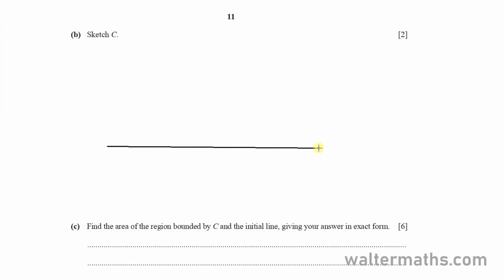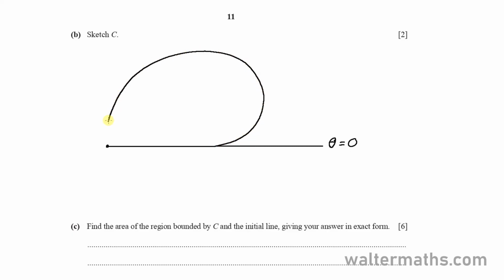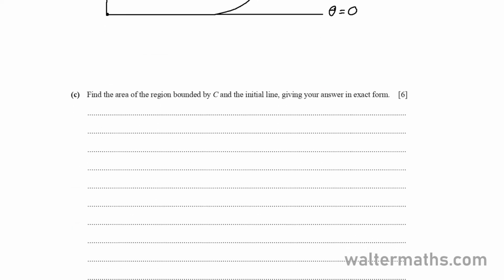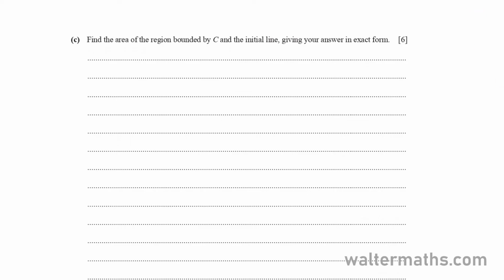So this is the line theta is equal to 0, and we have the pole here. So the graph came out like this. That's the curve. Let's go on to part C. Find the area of the region bounded by C and the initial line, giving your answer in exact form.